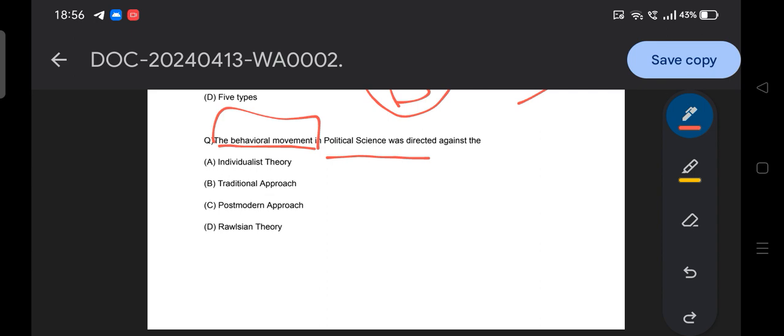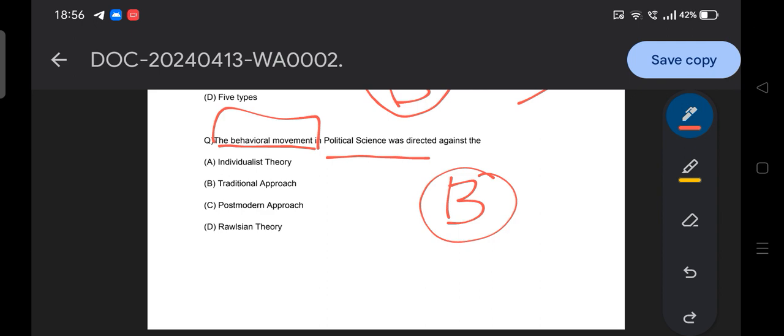Okay, the behavioral movements originate against what? Okay, that is the question. So what is the answer of this question? Hope you all know traditional approach. So we will discuss all the important approaches in comparative politics, how they emerge, what is their logic.